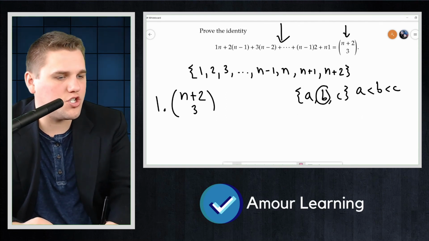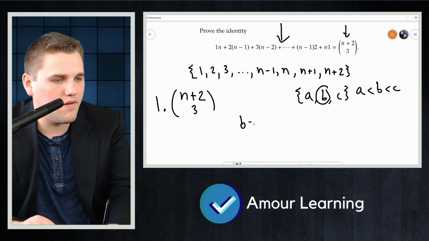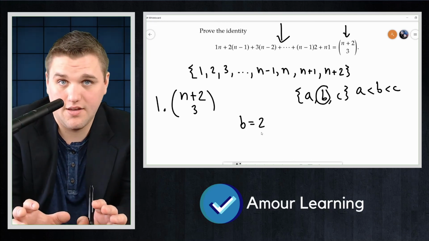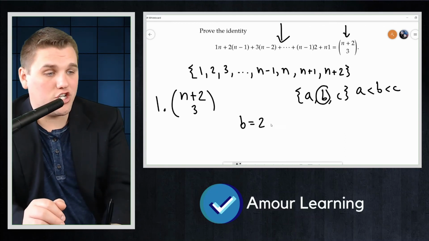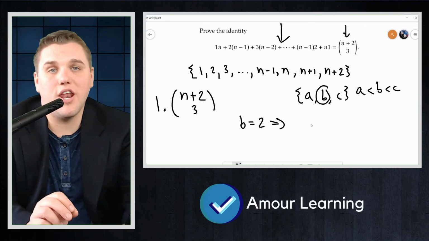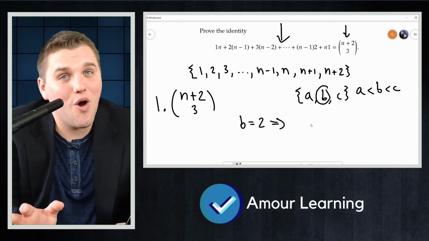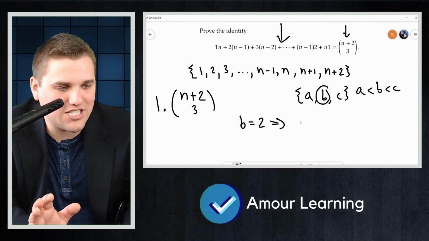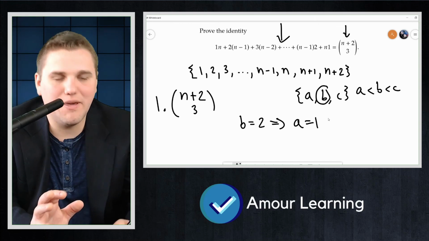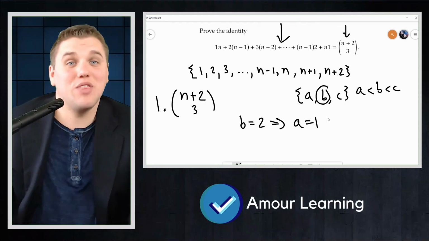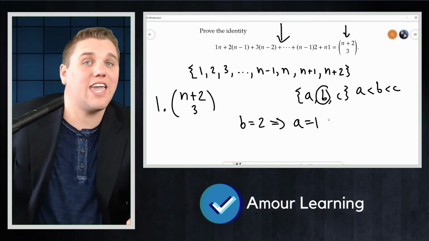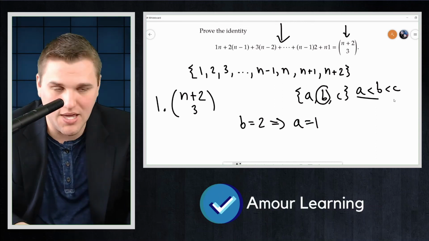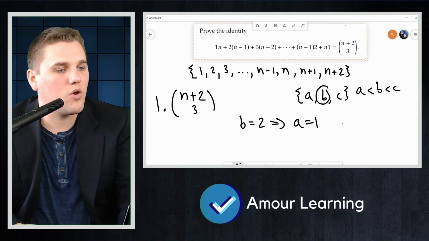So if B equals 2, what does that mean? What do we know about this specific subset? Well, we have some information about it. Number 1, we know information about what A has to be. A has to be 1 because that's the only option. If B is 2, that means A has to be 1. A cannot be any number other than that because A is less than B. Okay, so A equals 1.